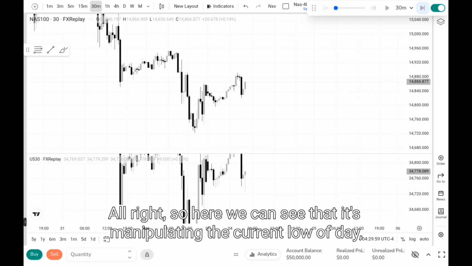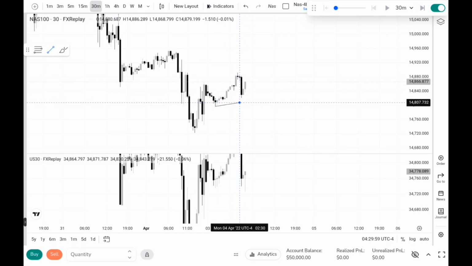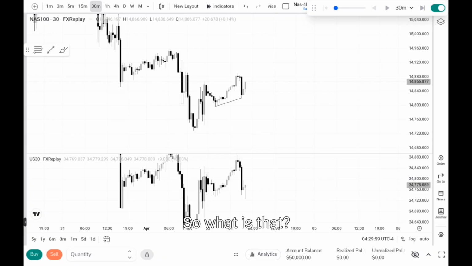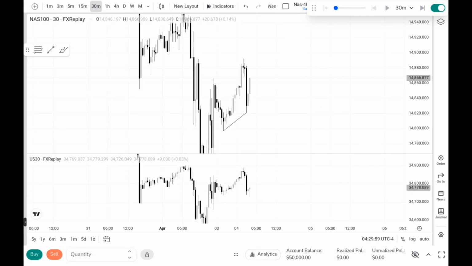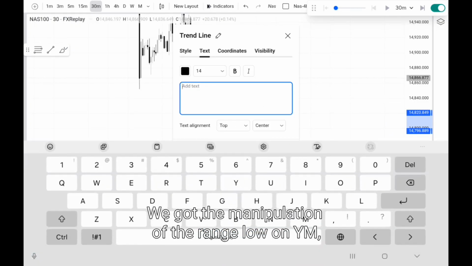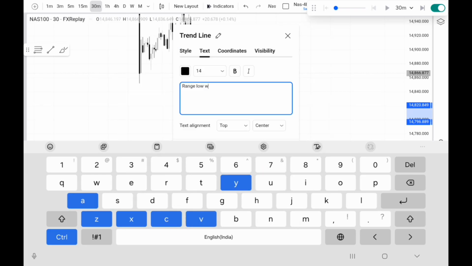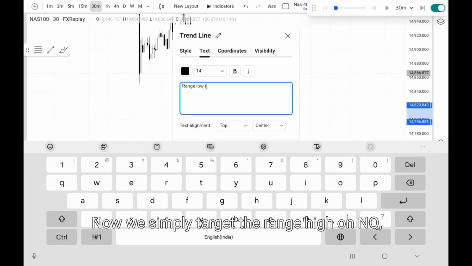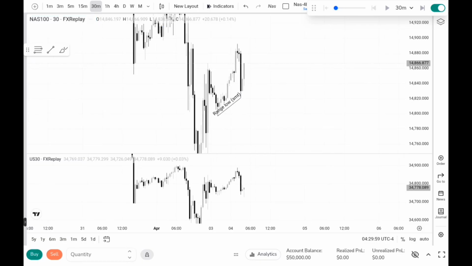Alright, so here we can see that it's manipulating the current low of day, which is also the HL low. And it's doing it in London, right? So what is that? That is a sequential SMT. So it is very high probability. And in terms of universal models, this is just the third universal model, right? We got the manipulation of the range low on YM, which is the correlated asset. Now we simply target the range high on NQ since it is stronger, shown by the SMT.